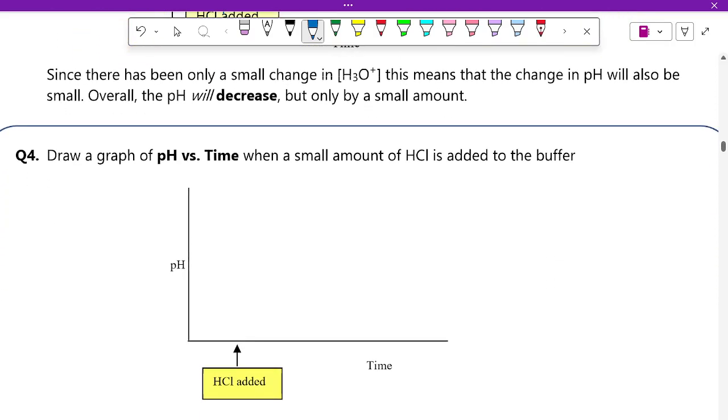Let's draw a graph of pH versus time. Could you do that? I'll give you a hint, it starts as a straight line until we add the HCl. See if you can draw it.